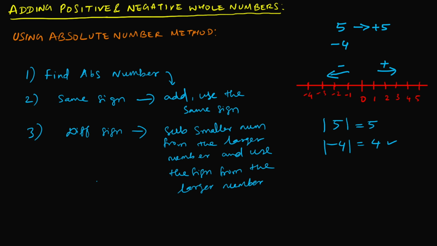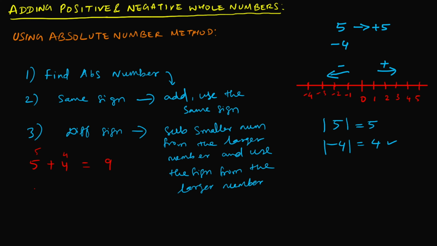Now let's look at an example. Let's start with a scenario where we have the same signs. So we have 5 plus 4. The absolute value for 5 is 5 and the absolute value for 4 is 4. So the signs are the same. We just add these numbers and use the same sign. So we add these two numbers, which will be 9, and it's going to be positive 9.